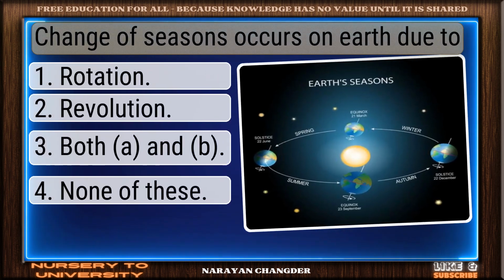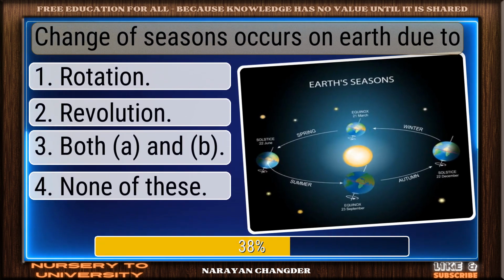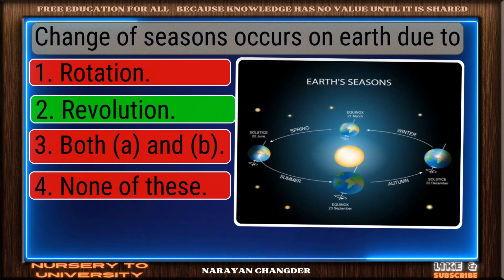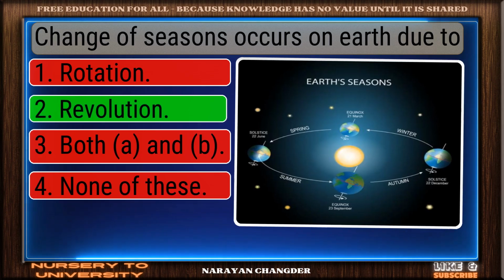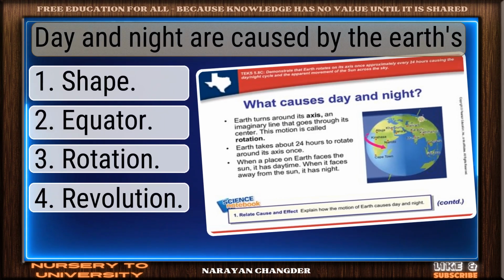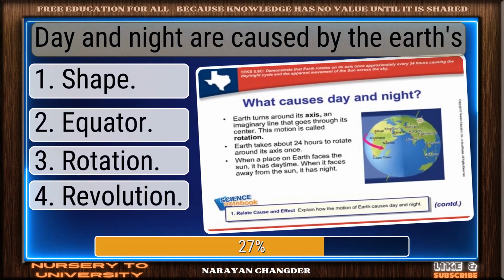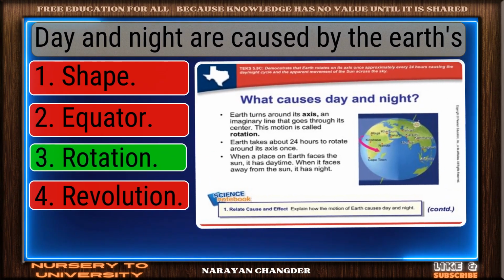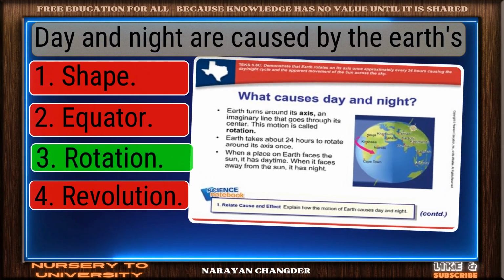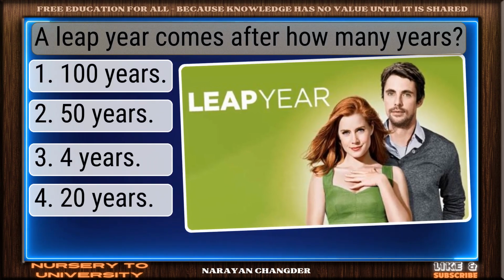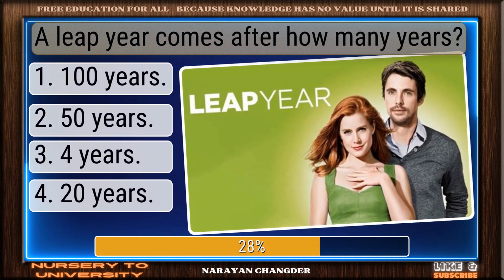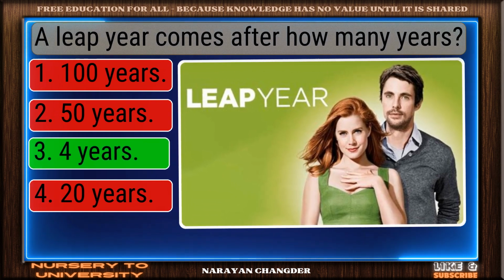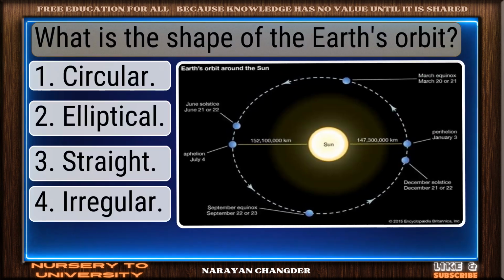Change of seasons occurs on Earth due to... Nice work. You chose revolution, and it is correct. Day and night are caused by the Earth's... Nicely done. Rotation is a solid answer. A leap year comes after how many years? Good thinking. 4 years is the right answer.